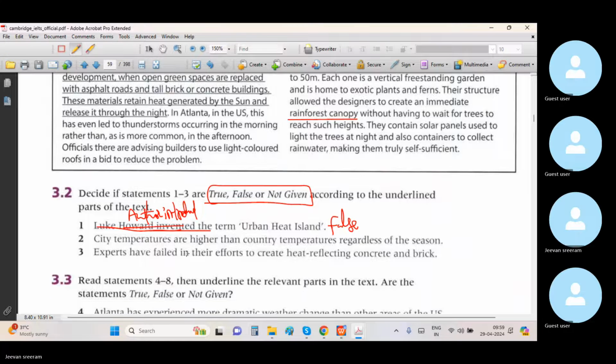The author introduced the term urban heat island in the passage. But the statement says Luke Howard invented it. No, that's wrong. There is a mention about urban heat island, so I can't say it is not given. So it must be false.